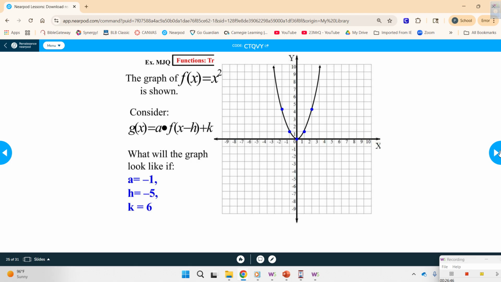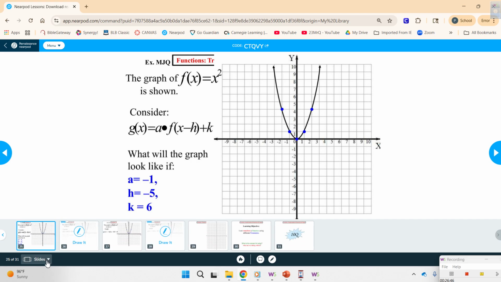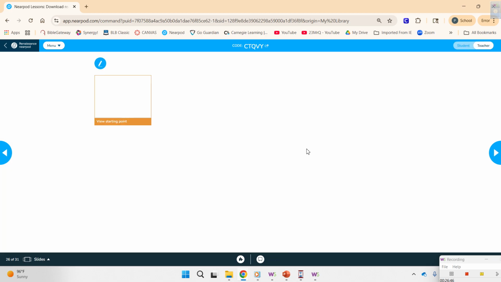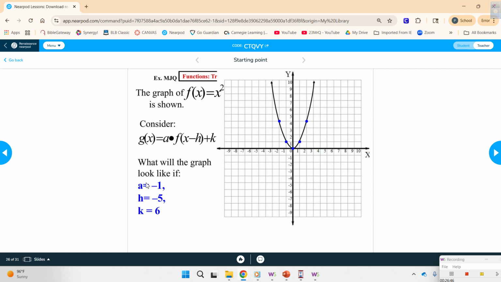Tell your neighbor what happens to that graph when A is -1, H is -5, and K is 6. Talk with the neighbor. What happens to it? This one, I want you to write me a word next to each of those on the screen. What happens when A is -1, H is -5, and K is 6? Write it on the screen, please. What happens to that, that, and that?